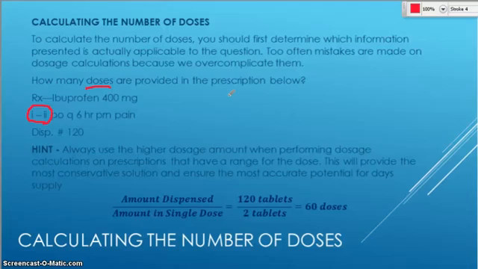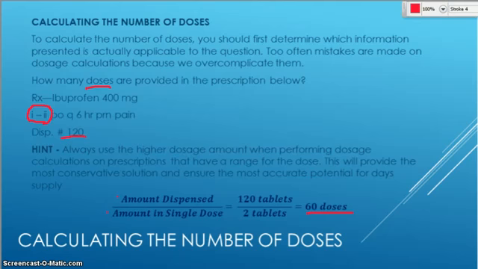So if they choose to take 2 every time they take it, we don't want them to run out. On this particular problem, we are dispensing 120. That's the amount dispensed, and the amount that we're going to take in a single dose, we're going to assume on the high side, so we're going to assume 2. So we're taking the amount dispensed, 120, divided by the amount taken in a single dose, which is 2. That means there's going to be a total of 60 doses. So they can take the medication 60 times before they run out, if they take the maximum amount every time.